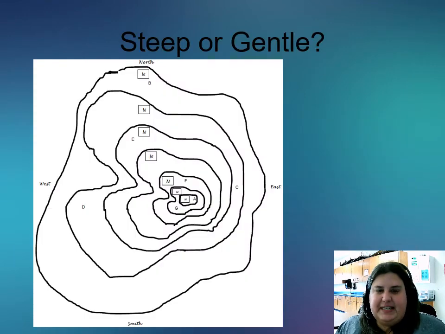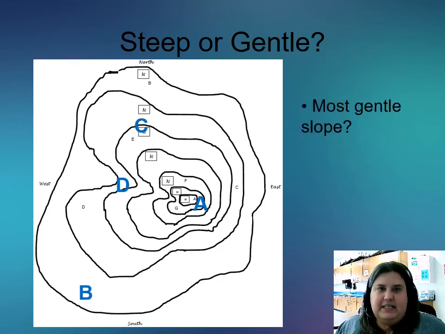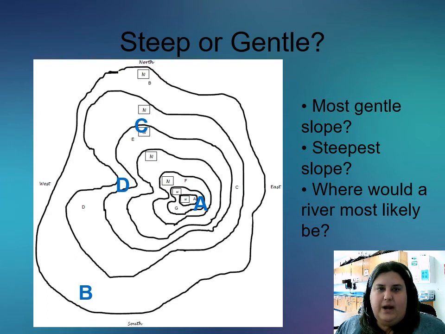Okay, so I want you to look at this topographic map at points A, B, C, and D, and I want you to decide where is the most gentle slope, where is the steepest slope, and where would the river be? Okay, so our steepest slope is going to be right here at A. If we look, we see these lines are very close together, and that means we're going to have a more challenging time getting up the side of this mountain or hill.